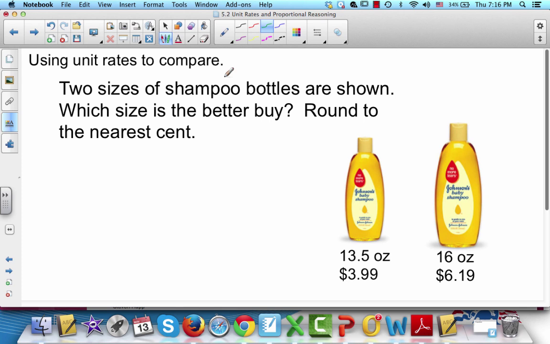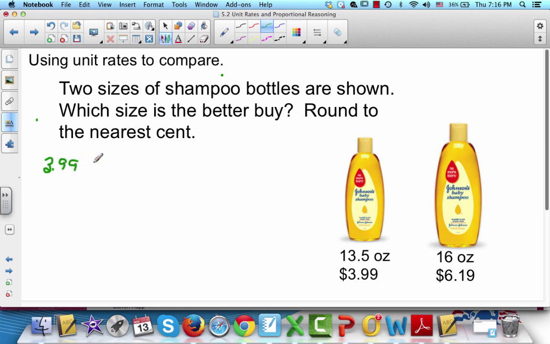Okay, using unit rates to compare. We've got 2 sizes of shampoo bottles that are shown here. Which size is the better buy? And we want you to round to the nearest cent, because we want to be able to use this information to produce something that's useful for us. Okay, so let me show you how this works. We've got 13.5 ounces of shampoo, and it costs $3.99.